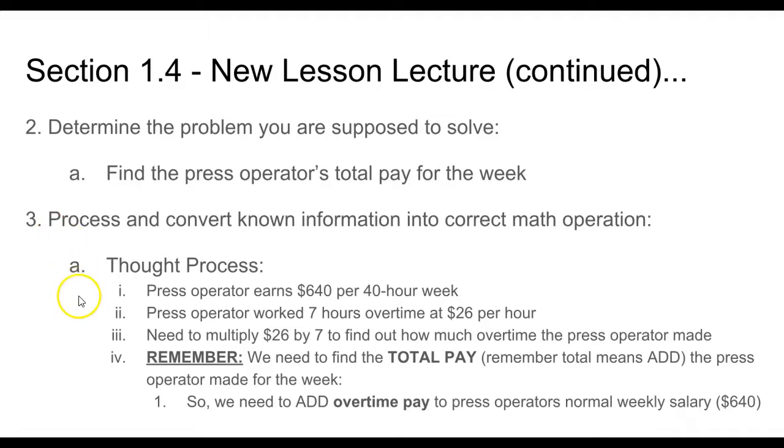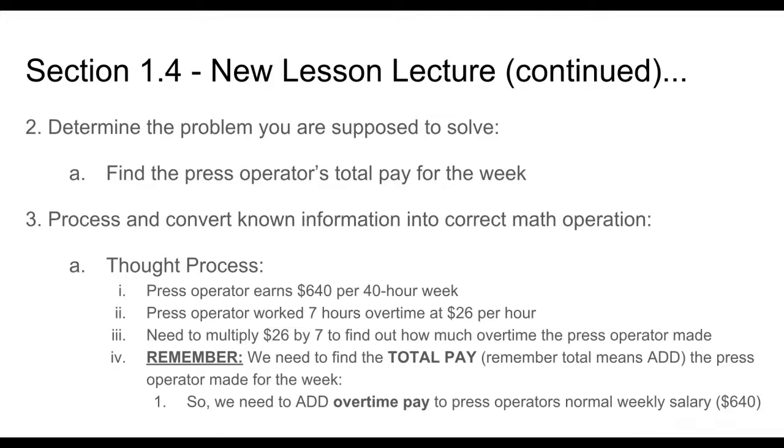So here's the thought process. The press operator earns $640 per 40-hour work week. The second thing that we know is that the press operator also worked 7 hours of overtime at $26 per hour. So in our thought process, we need to multiply $26 by 7 to find out how much overtime the press operator made.